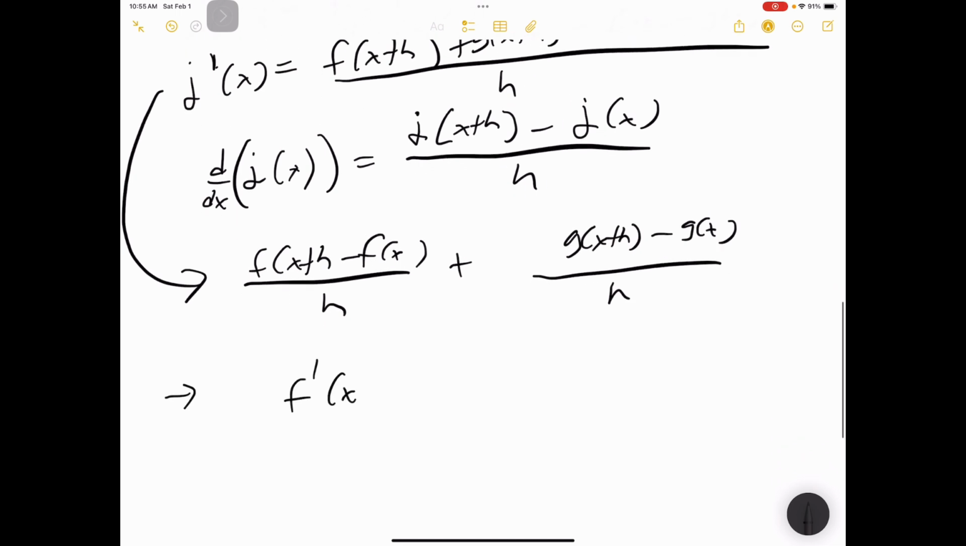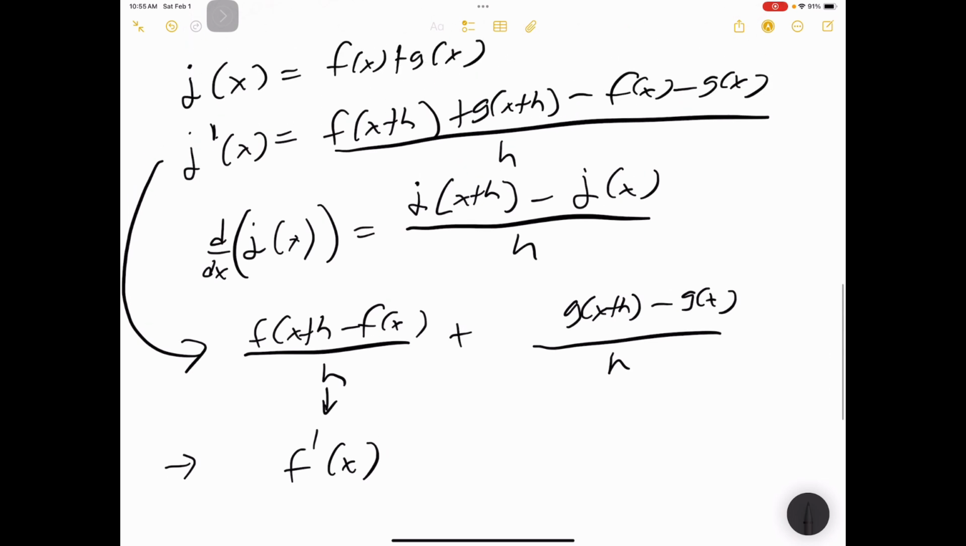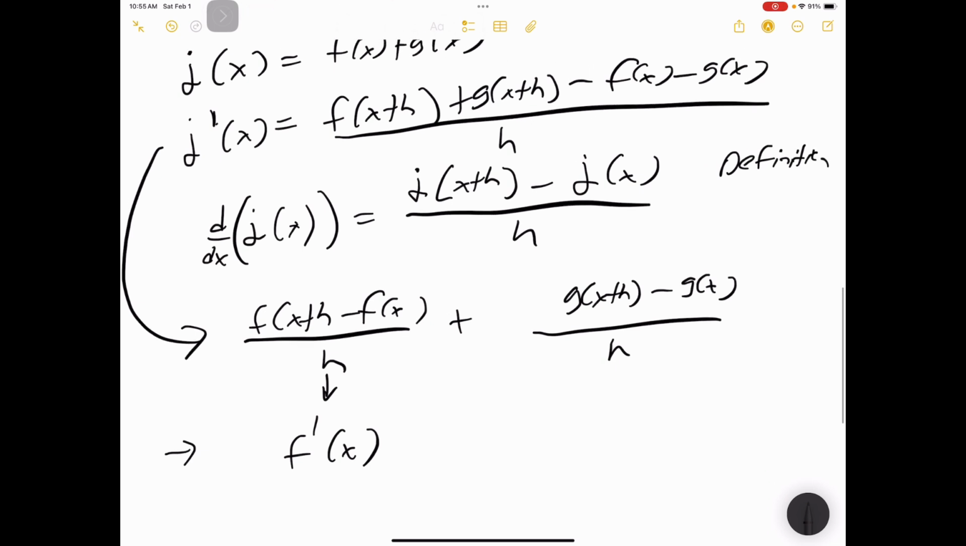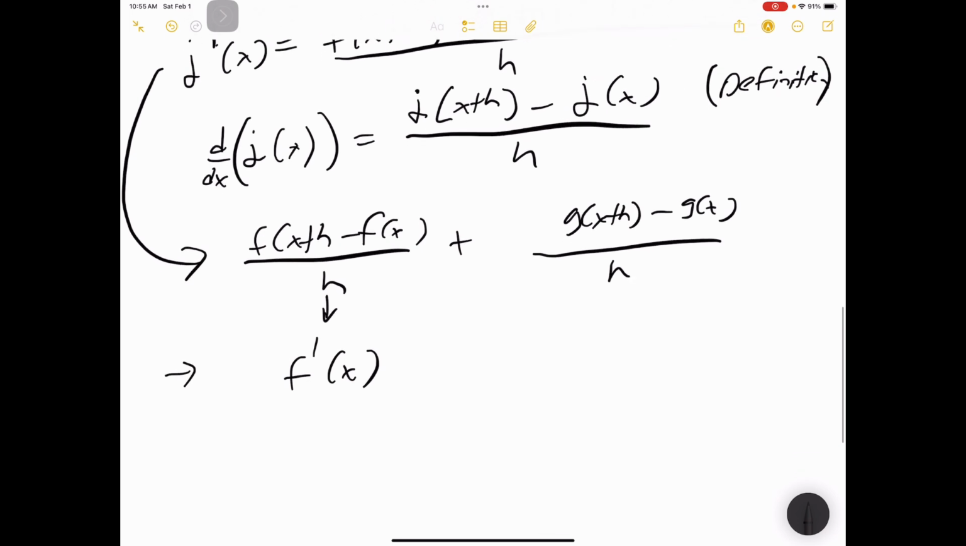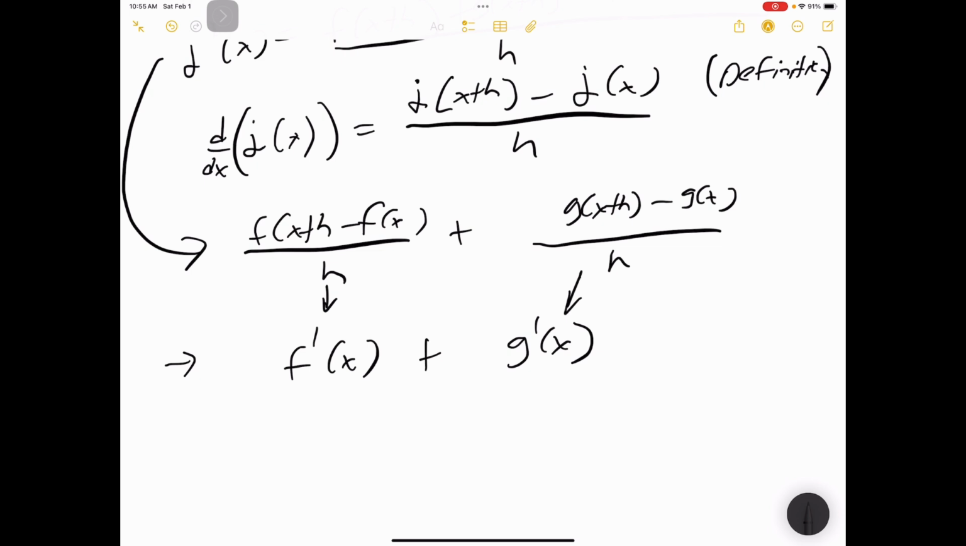f prime of x. This is exactly f prime of x by definition. If we look back up at our definition, we get exactly f prime of x plus g prime of x. And that is our definition of the derivative, so that's our definition of the sum of derivatives.